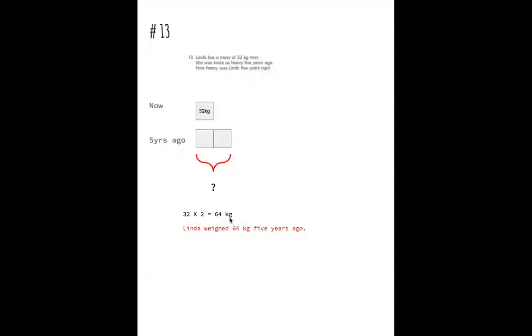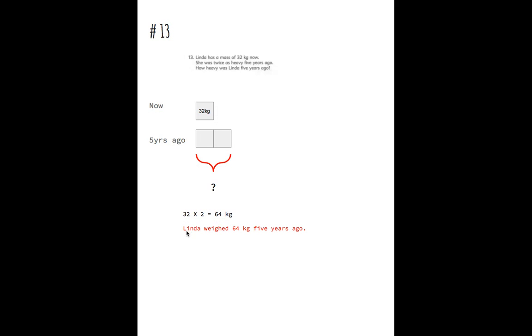Linda has a mass of 32 kilograms now. She was twice as heavy 5 years ago. How heavy was Linda 5 years ago? All right, so right now we know that she's 32 kilograms. 5 years ago, she was twice as heavy, so we're going to get a larger number. So we're going to take the 32 kilograms times 2 to get 64 kilograms. So we know that 5 years ago, Linda weighed 64 kilograms, because it does say she was twice as heavy 5 years ago, so you can have a larger number.